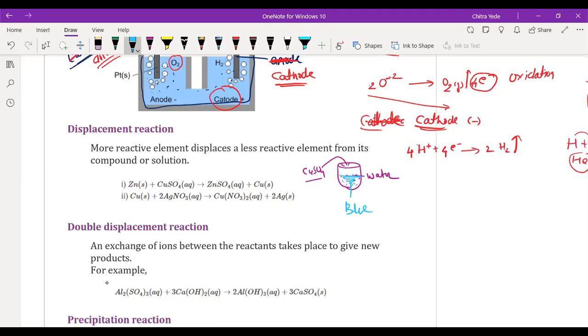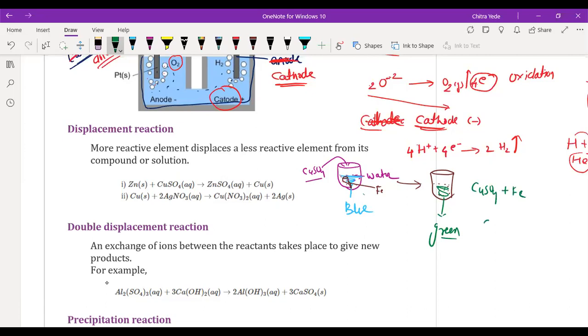But when we add an iron nail, iron is represented by Fe, then in the same container the color of the substance changes and it becomes green. It means there is a chemical reaction taking place. So what happens when copper sulfate, CuSO4, reacts with iron?